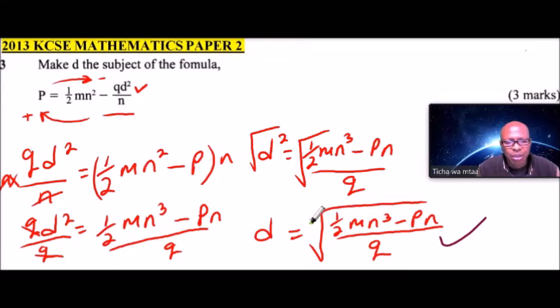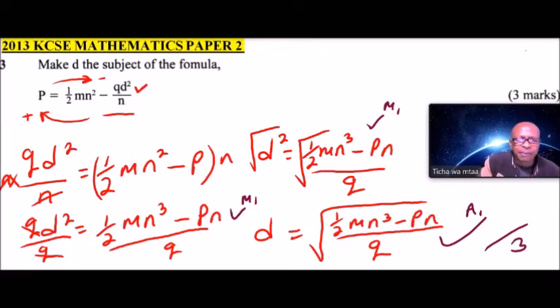So the 3 marks you'll be awarded: once you get to this, let's say you get to that, you get the method mark. Once you get to this point, you get the method mark. And once you get to this, you get the answer mark. They total to 3. That's how you do that question.